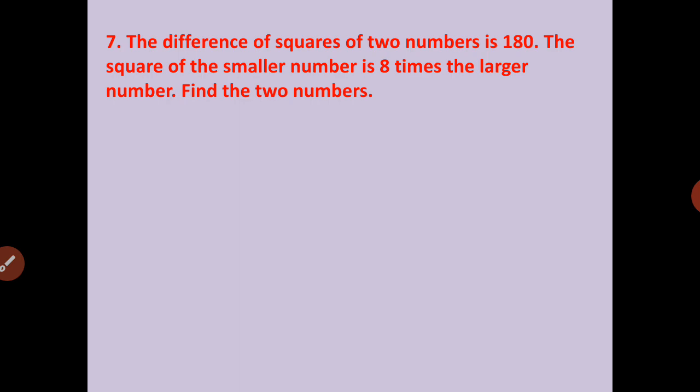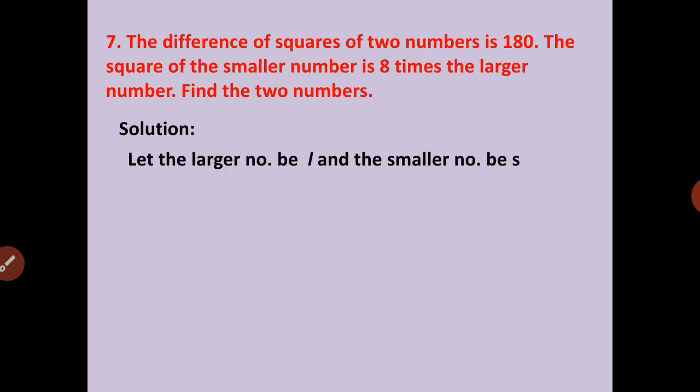The next question now, question number 7. The difference of the squares of two numbers is 180. The square of the smaller number is 8 times the larger number. Find the two numbers. So there are two numbers, one is smaller, the other is larger. Solution: let the larger number be L and the smaller number be S. So we have just used L for larger and S for smaller. It simplifies your task.